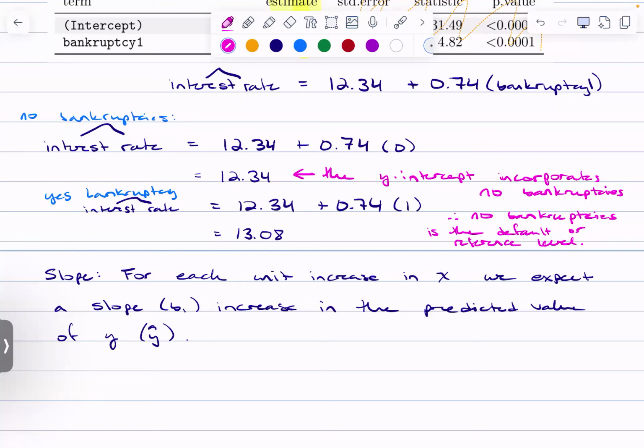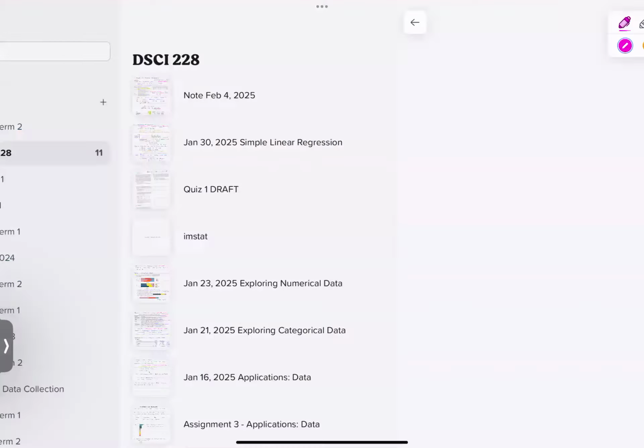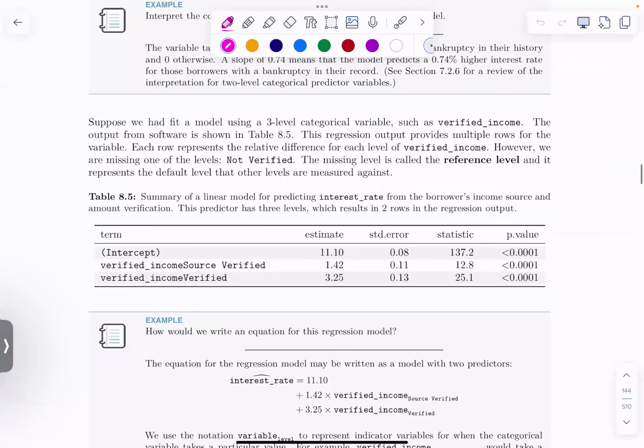So what if we have a categorical variable with more than 2 levels? We're going to do the same thing. Usually the software, or Excel in our case, will just pick a reference level. And so it'll just pick one, and then all the other predictions will build off of that reference level. Okay, so let's grab some output and have a look.